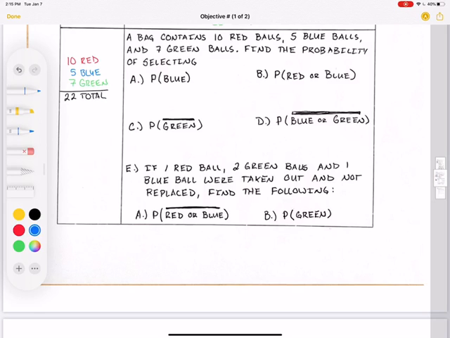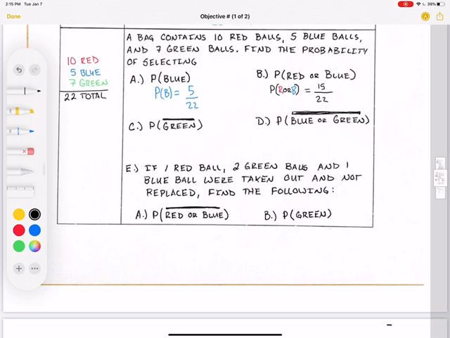So, probability of finding a blue ball is going to be 5 out of the 22 total. Probability of finding a red or a blue: there are 10 red and 5 blue for a total of 15 out of 22 possibilities.